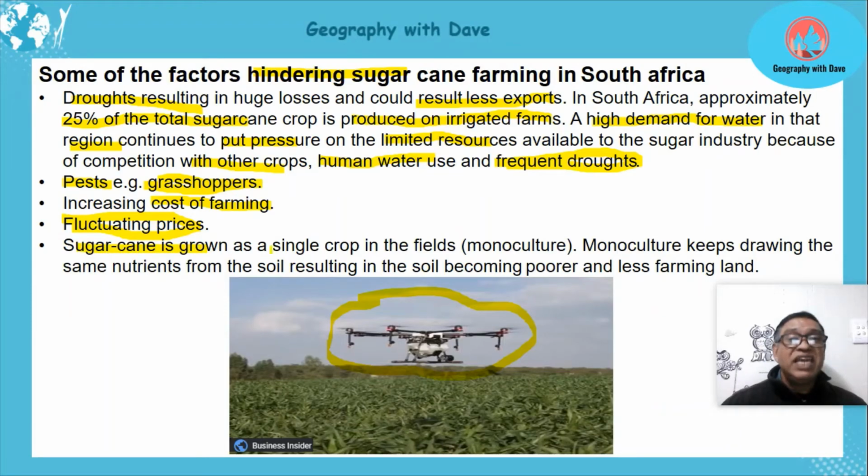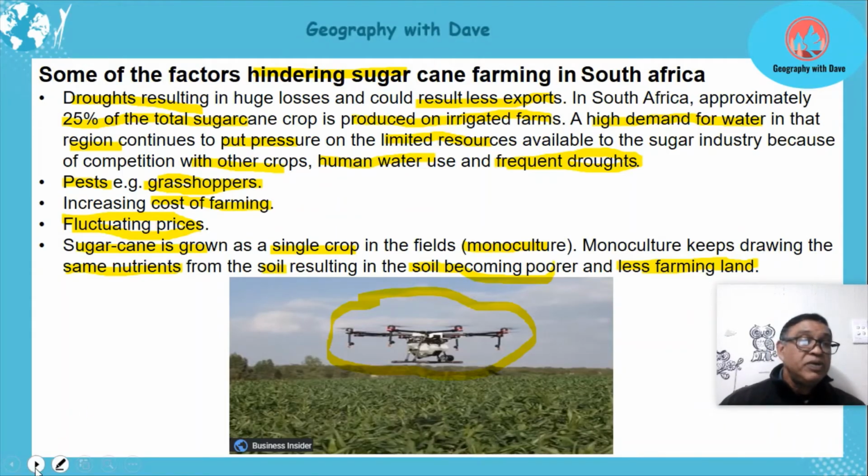Sugarcane is grown as a single crop. That's what we call monoculture. Each time you're drawing out the same nutrients from the soil by planting the same crop, and it could result in the soil becoming poorer and less farming land. Having to buy more land is always a problem. Many of the commercial farmers will take steps to ensure that they put the nutrients back. But sometimes it's still a challenge which hinders single crop farming, monoculture.